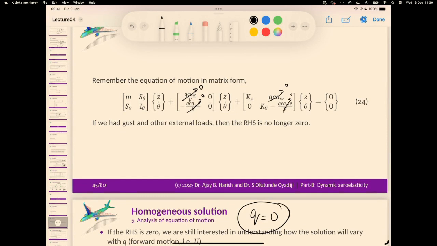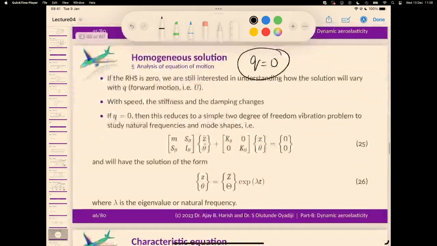So now we don't have a damping matrix and our stiffness matrix is now symmetric. Right? So we are trying to make our situation simple. What if there's no forward motion or Q is zero? In which case, how do we look at this scenario? What would happen in there?